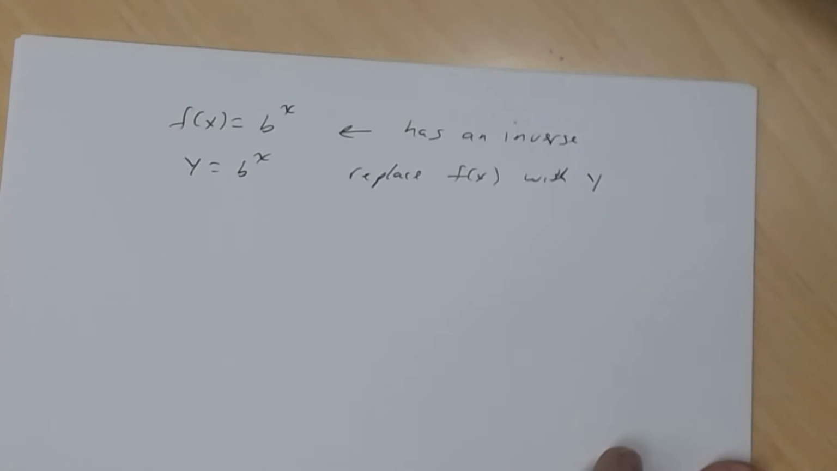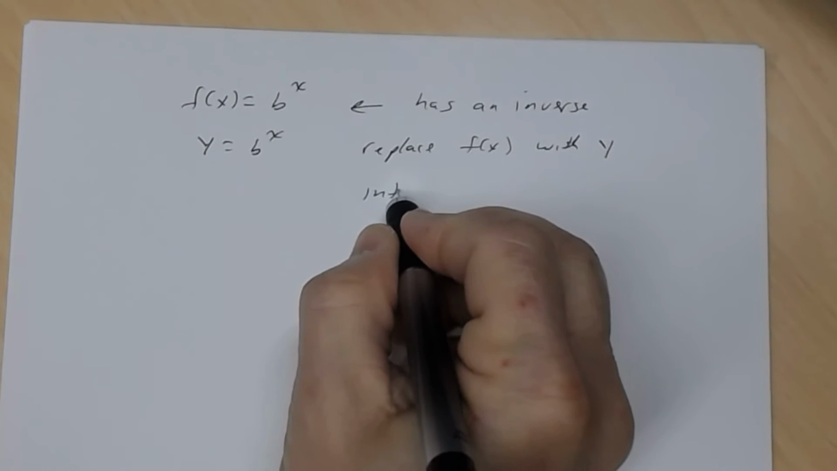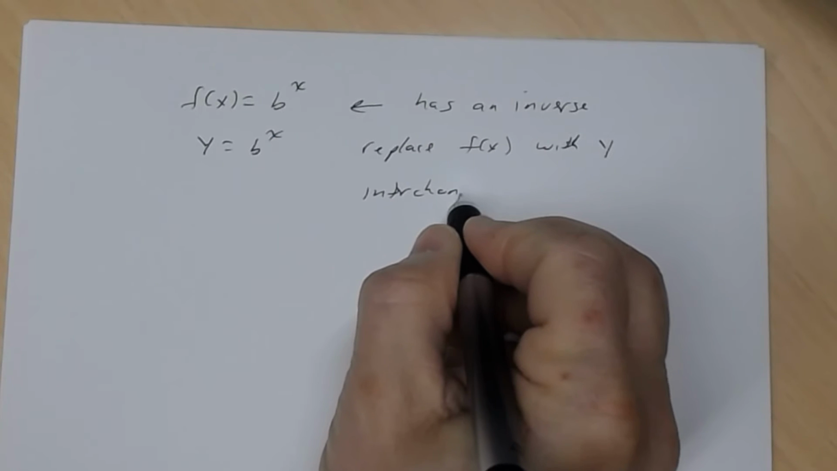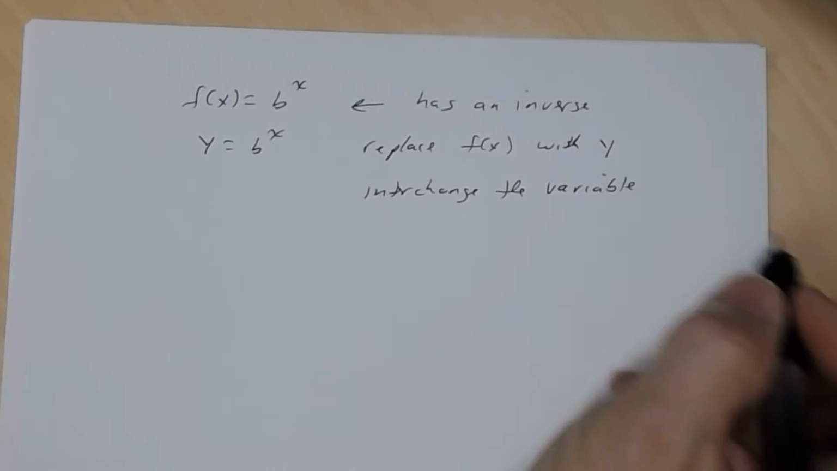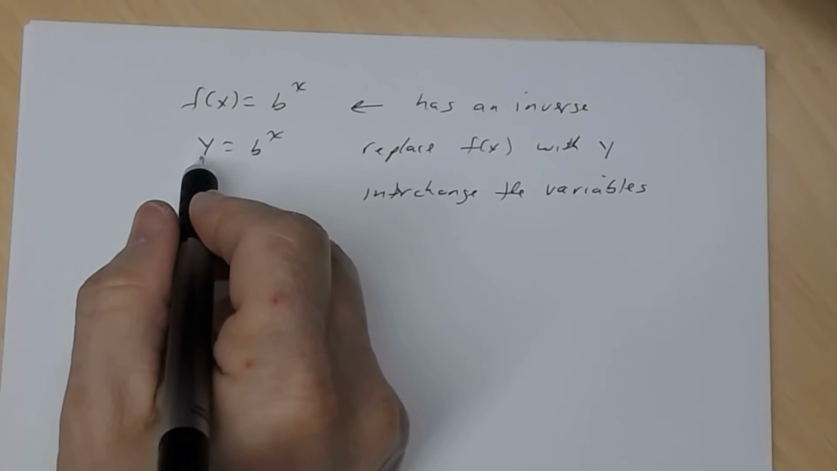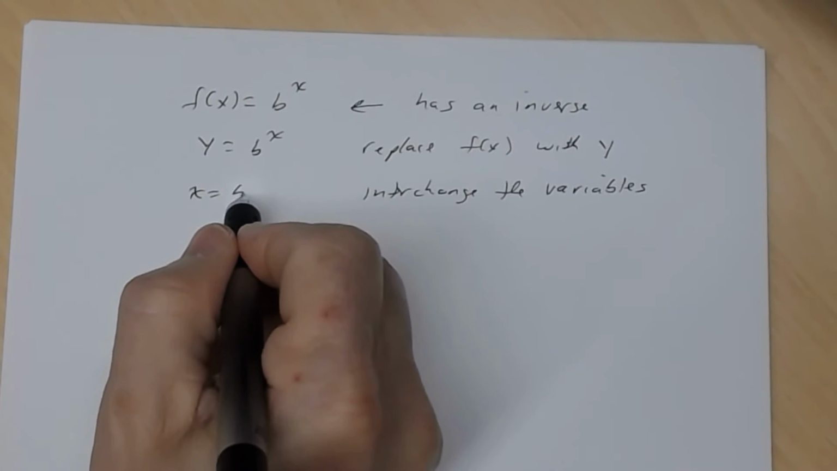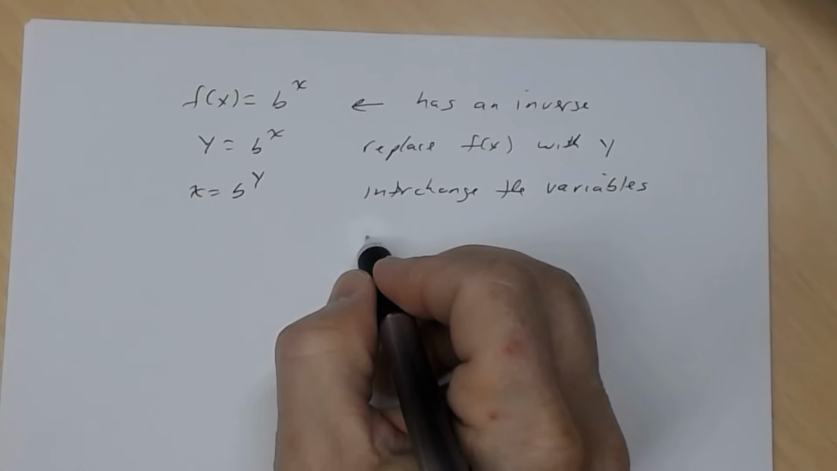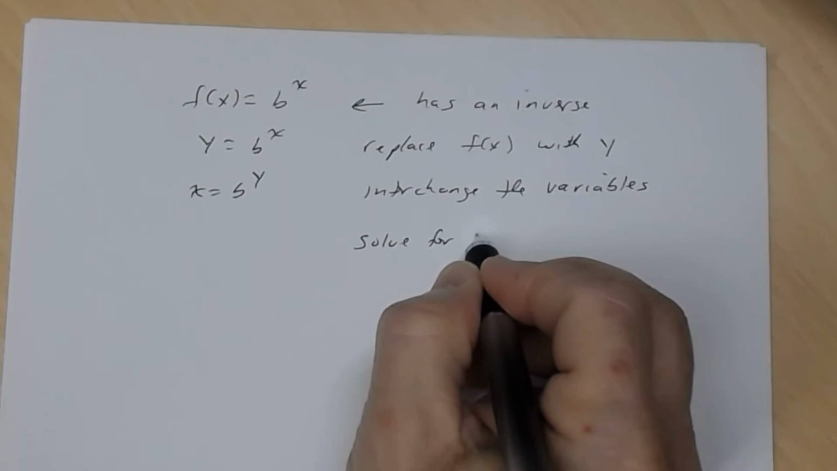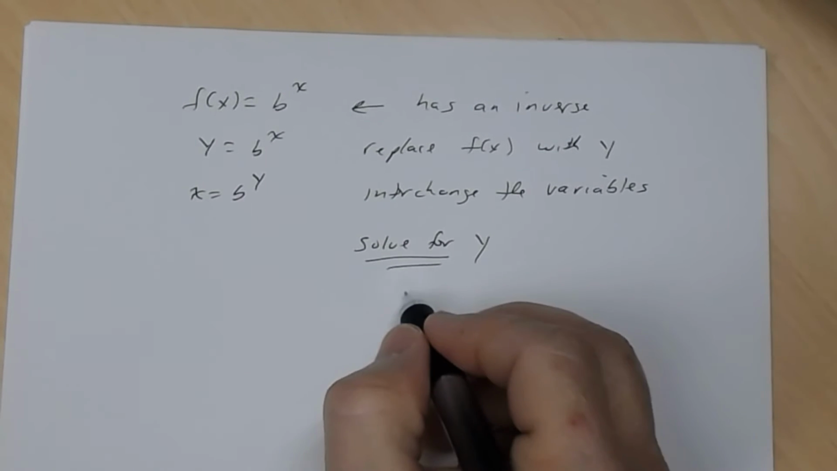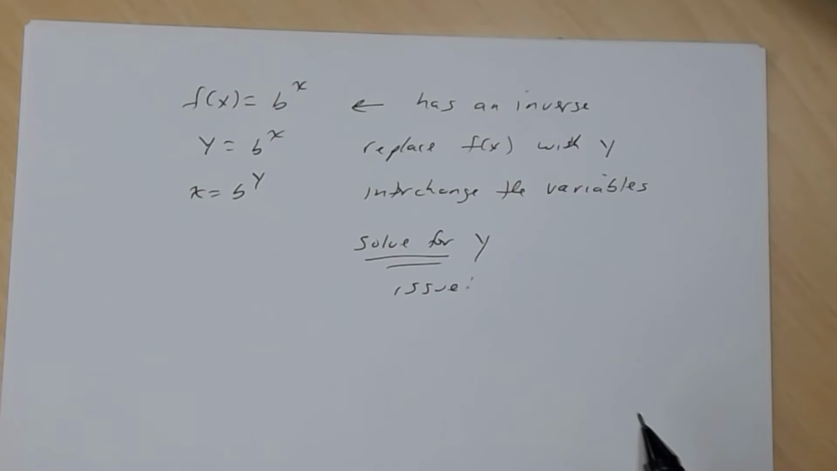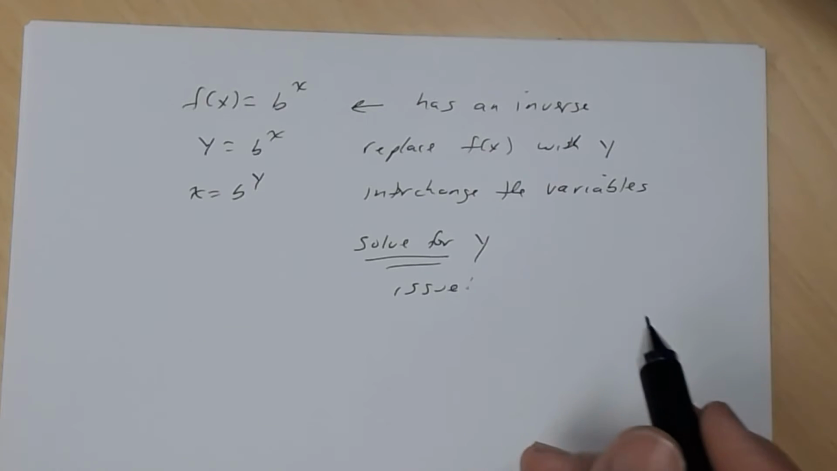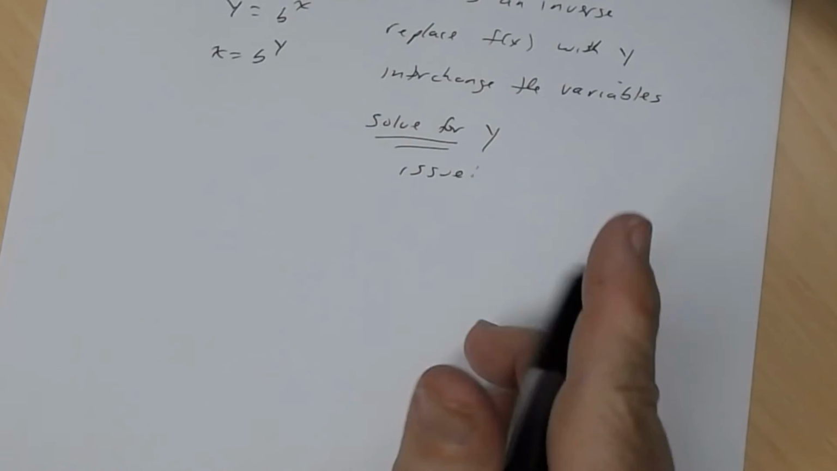Once you do that, you interchange the variables. The y becomes x and the x becomes y. And now the next step is to solve for y. Now here's the issue though. How do you get y by itself when it's in the exponent? That's the issue. See, it's easy if you had a linear equation.